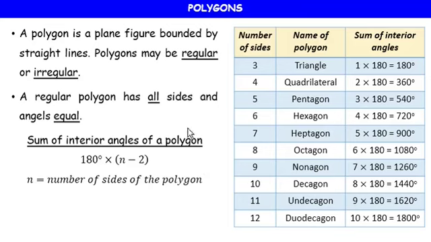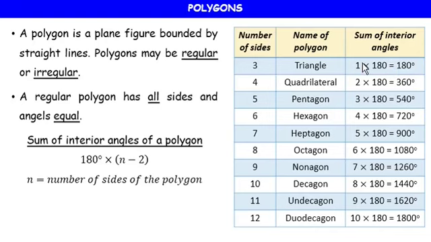So let's look at something special about polygons in terms of angles. Definitely every polygon has interior angles and exterior angles, right? So let's look at some properties of interior angles of a polygon. The sum of interior angles of a polygon can be found using this formula: 180 degrees times n minus 2, where n is the number of sides of that polygon.